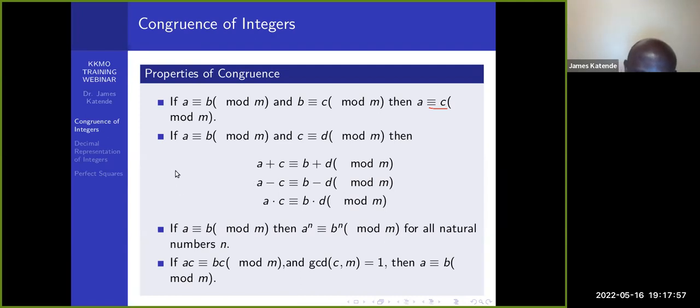If I do it once, I would have A squared congruent to B squared. So I can repeat this on and on until I get to my desired power, so that A raised to N will be congruent to B raised to N modulo M. So what this means again is that the remainder when A raised to N is divided by M is the same as the remainder when B raised to N is divided by M, as long as A is congruent to B modulo M.